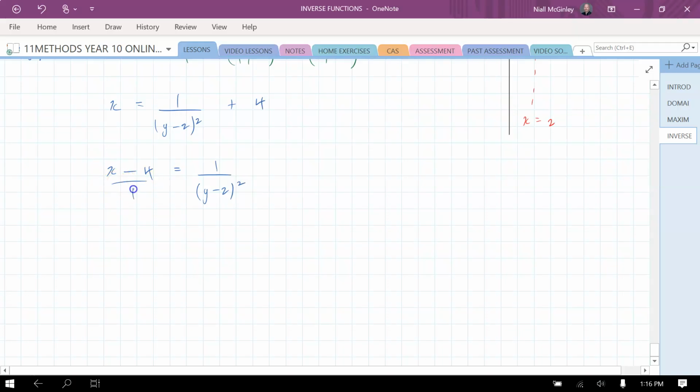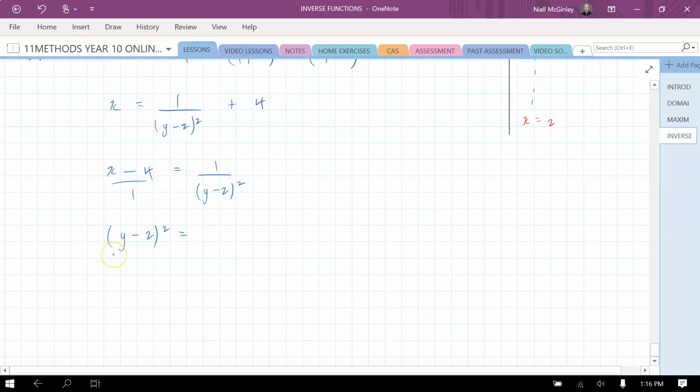Easiest way to do this is to cross multiply. So when you cross multiply, the x minus 4 and the y minus 2 squared can swap places. It's just a shortcut. When this is here, this is dividing, you see. So when you bring it up here, it's multiplying. And when you move the x minus 4, it's multiplying, so when you bring it down, it divides. Easiest way is just to swap them.